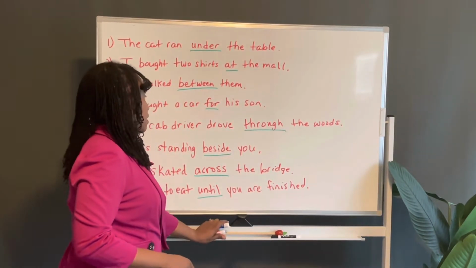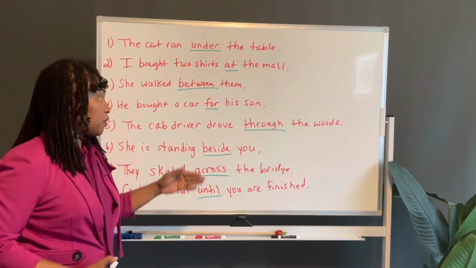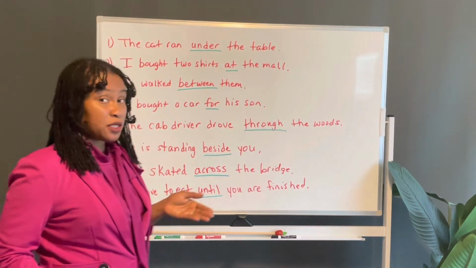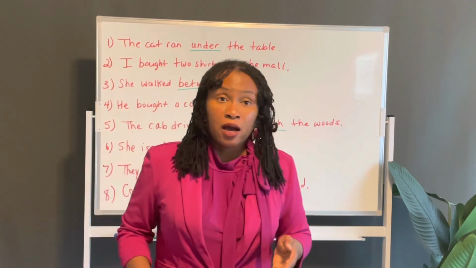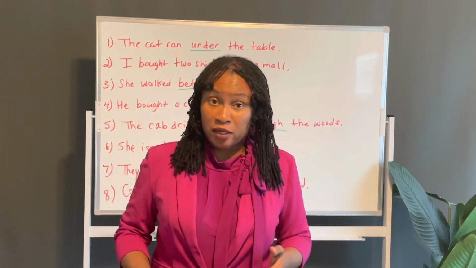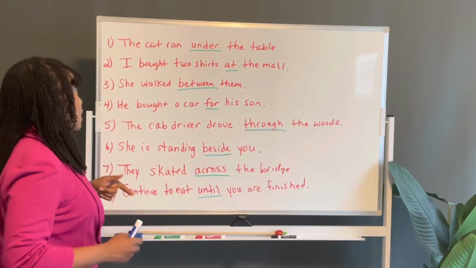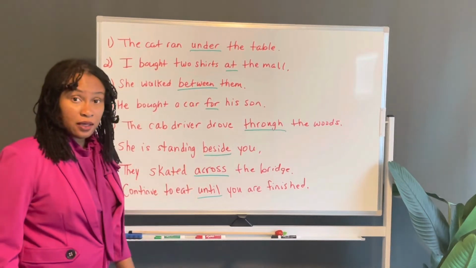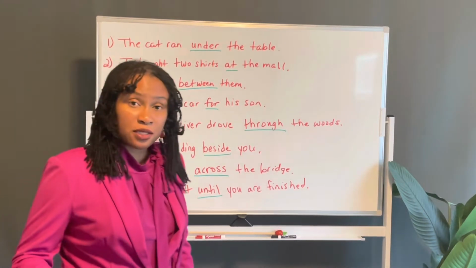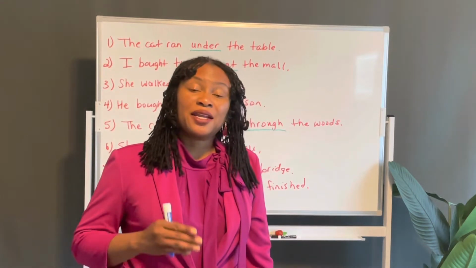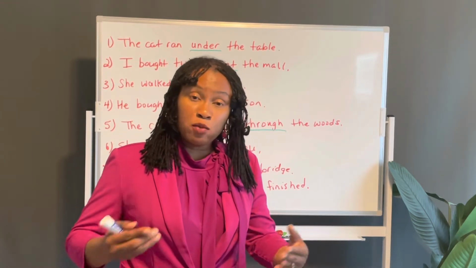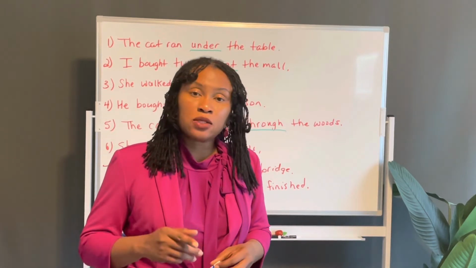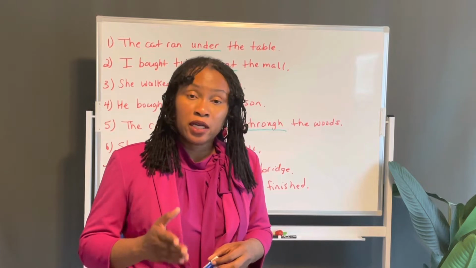Okay, these are the sentences we had yesterday, and the words that are underlined in green are the prepositions. Now, keep in mind, prepositions are not needed for the sentence to be complete. Let's look at number one for an example. The cat ran under the table. The cat ran, period. Prepositions and prepositional phrases are added information to give you more information about what's happening, but they are not needed for the sentence to be complete.